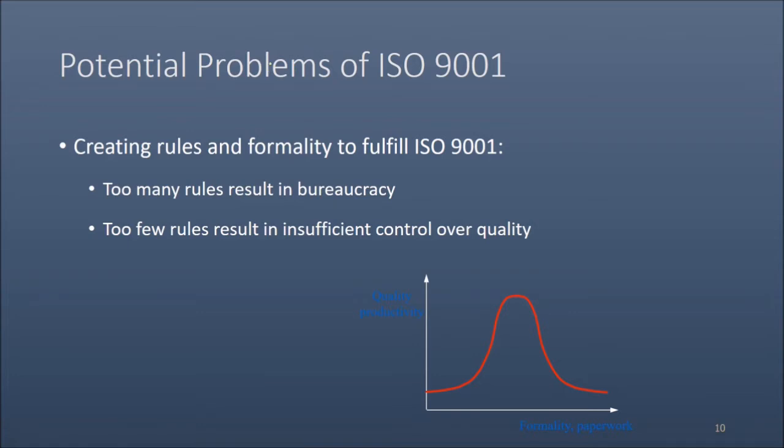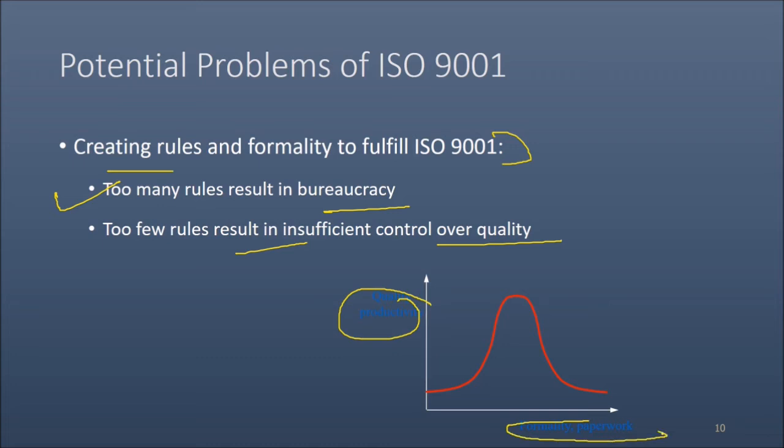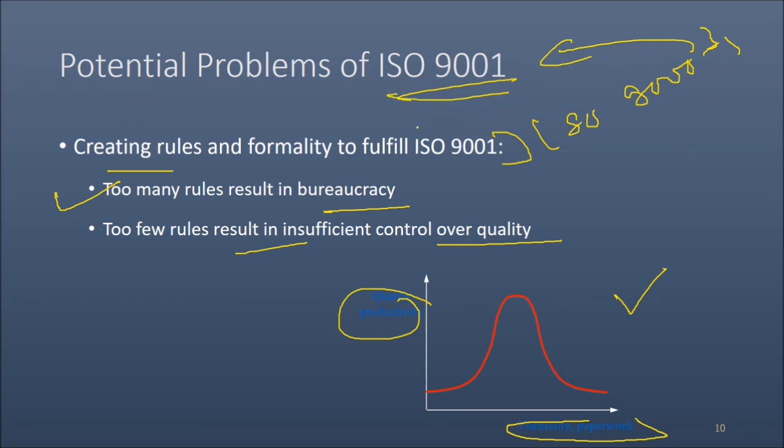But a potential problem of ISO 9001 is creating rules and formality to fulfill it. Too many rules may result in bureaucracy, while too few rules result in insufficient control over quality. So this is the tension of quality versus productivity, formality versus paperwork. But in all, ISO 9001, specifically the ISO 9003 guidelines, which refer to ISO 9001 only, are for computer science people, those who are involved in IT.